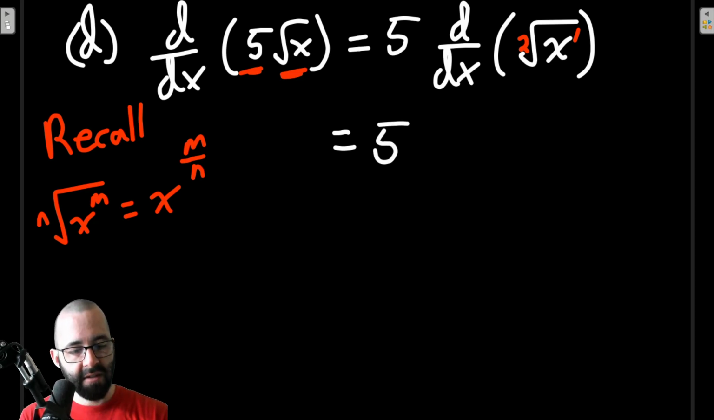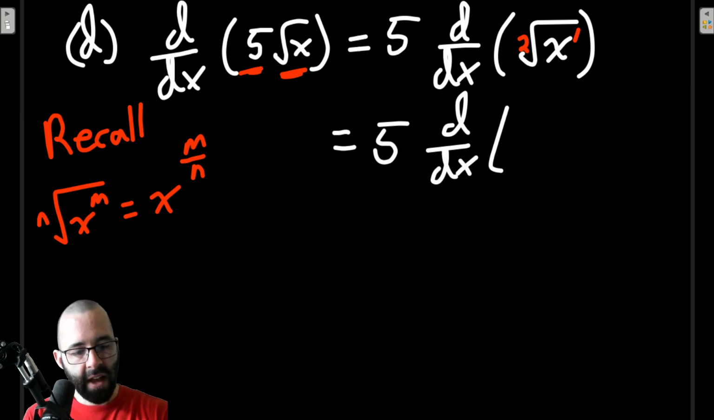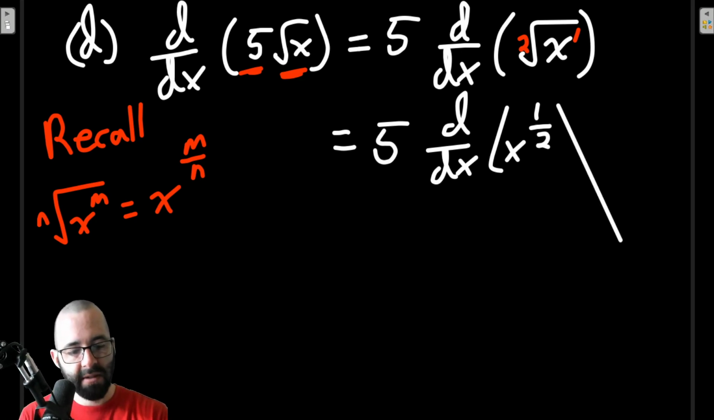So the 5 stays out in front. And let's rewrite this. The exponent stays the numerator, and the index becomes the denominator. So we get x to the 1/2. And we can use the power rule on this, and we'll be good to go.